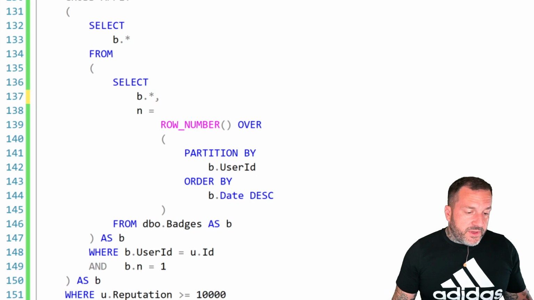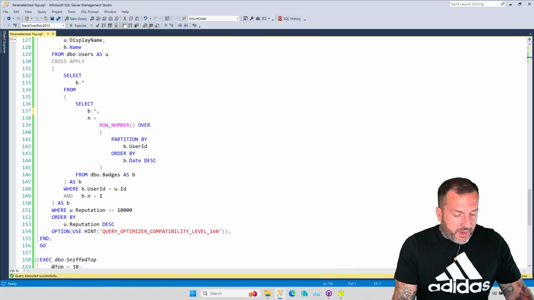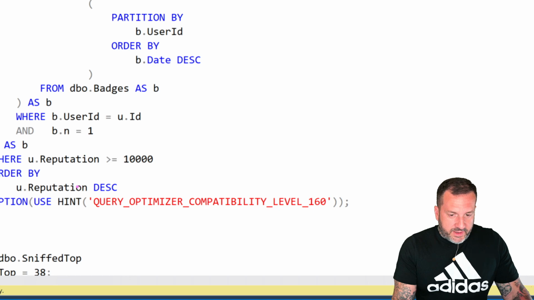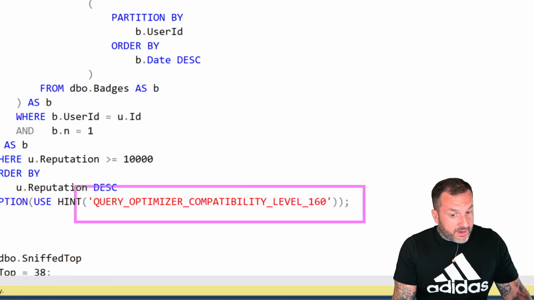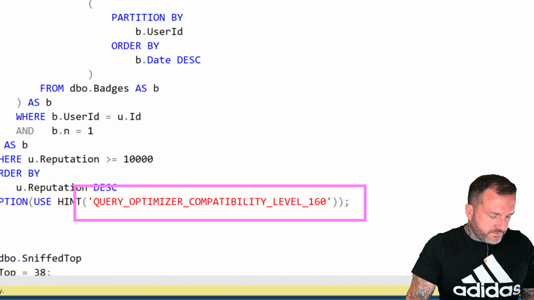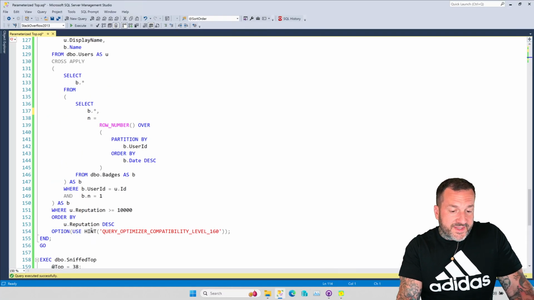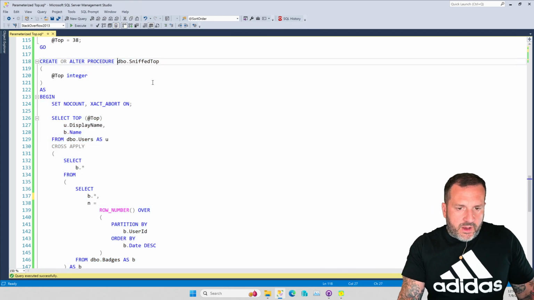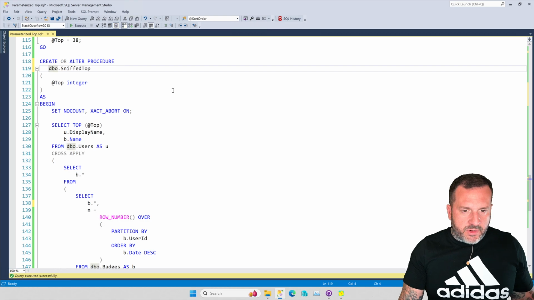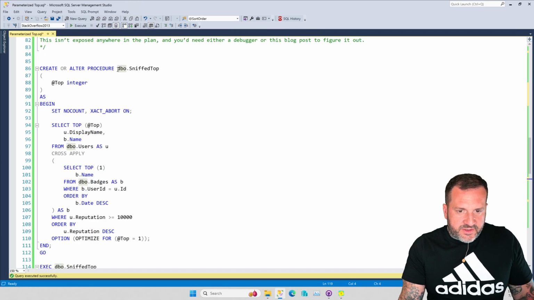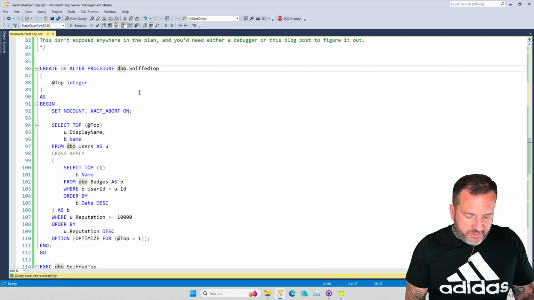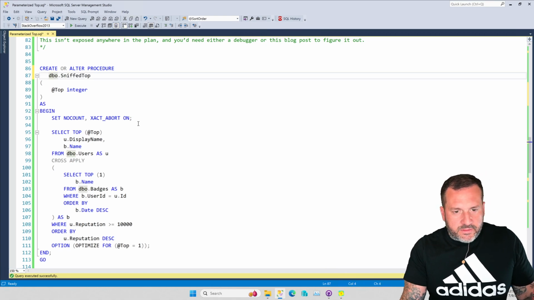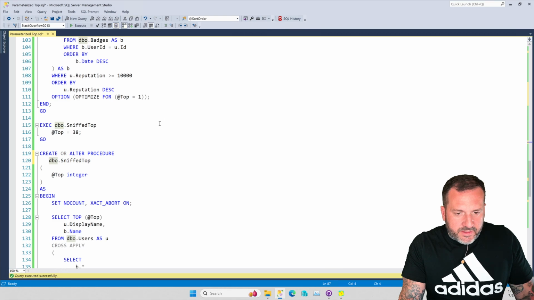In this case, if we use row number and we pump up the compatibility level to 150 or 160, so that we get batch mode on row store. Oh, this formatting. Murder on me. Did I fix this one? I didn't. Oh, boy. SQL Prompt is really letting me down. I'm going to mess everything up here.